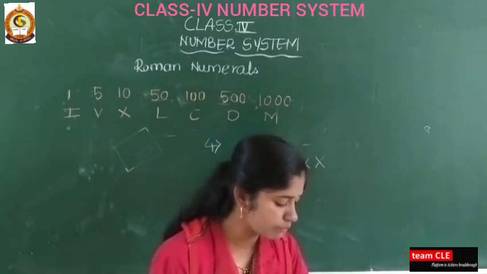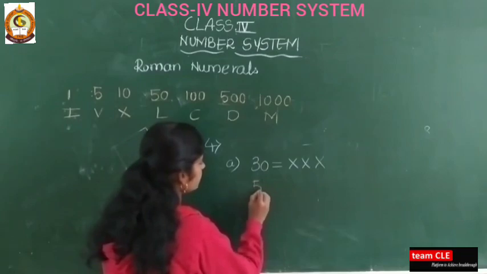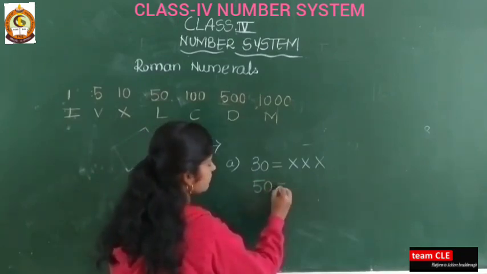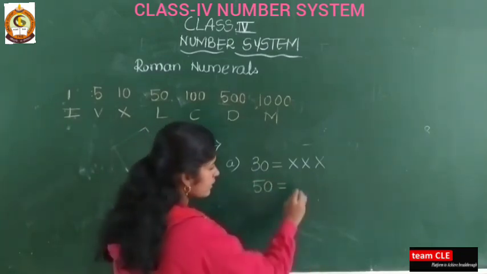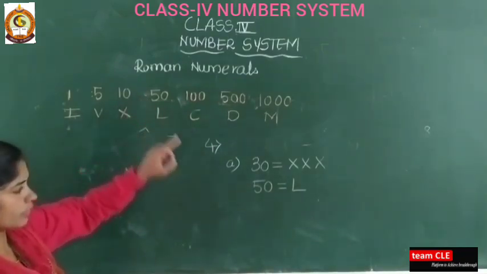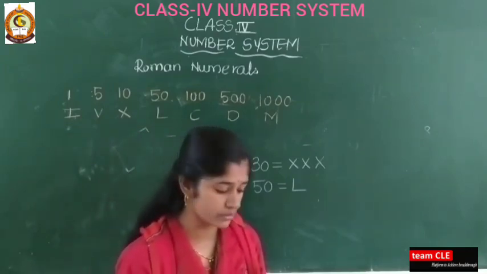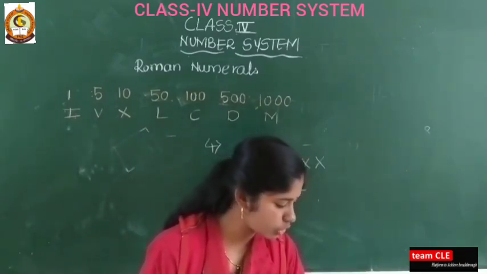One more question is there. Ram scored 50 points in the video game. So here 50 is there. How to write that? L. Here the answer is already on the board. Here L stands for 50. Just you have to write that in Roman numerals. So here one more question is there.